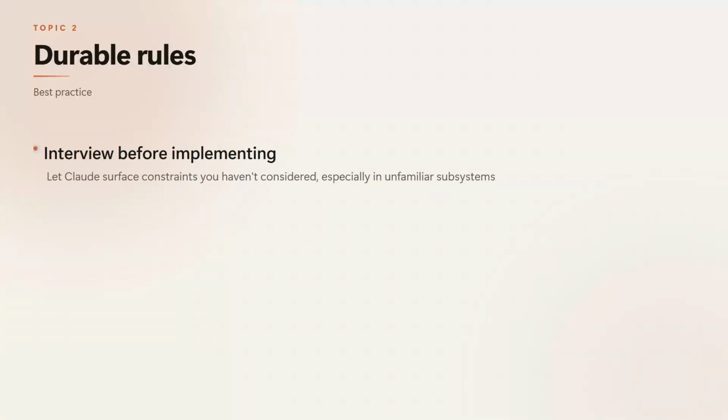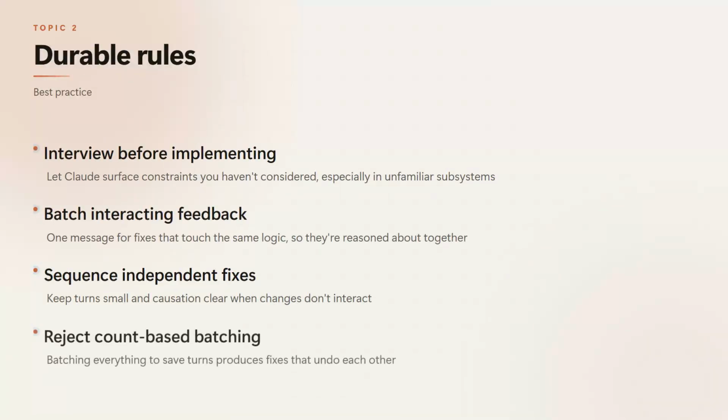The durable rule is, when you're working in unfamiliar territory, interview first. Let Claude ask the questions that surface constraints you didn't know you had. When you have feedback, batch the interacting issues into one message so they're reasoned about together, and sequence the independent ones to keep causation clear. Reject the instinct to batch everything to save turns, that's the trap. It produces fixes that undo each other on independent issues and hides which change caused which effect. The reason matters: batching interacting fixes prevents them from breaking each other, and sequencing independent fixes keeps debugging fast. That's true whether you're building a caching layer today or a new feature next year.